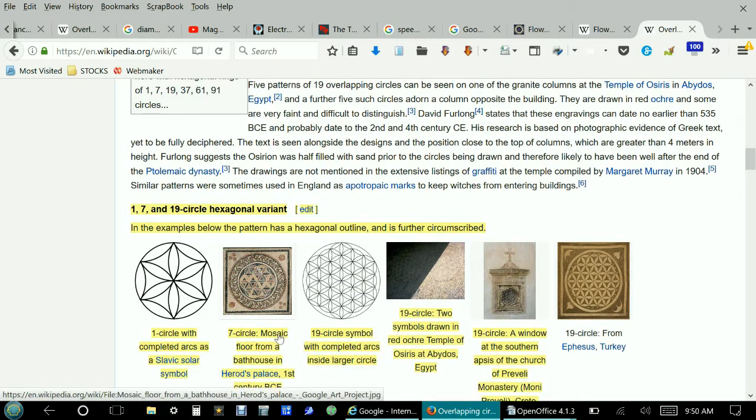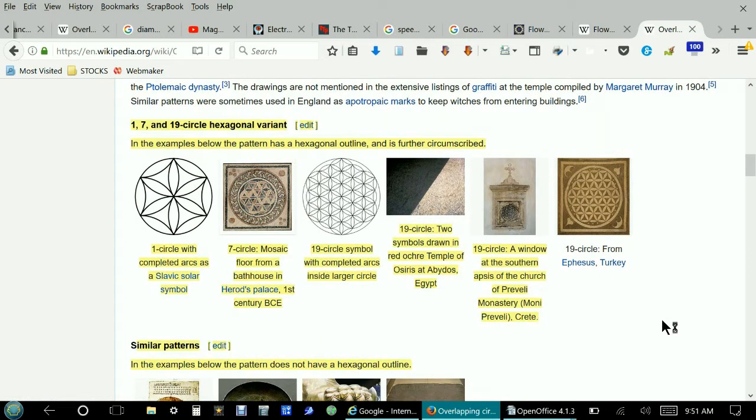This is a mosaic from Herod's temple right there in the center. Let's see, take a look. The 19th circle is found in Abydos, Egypt. That's quite a long time ago. And the 19th circle grid is found in Ephesus, Turkey, which I visited. It's just a lovely ancient place.